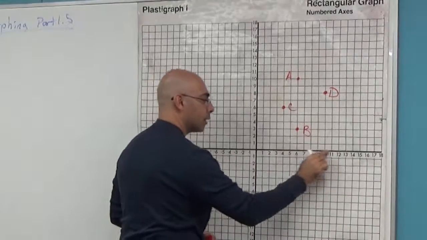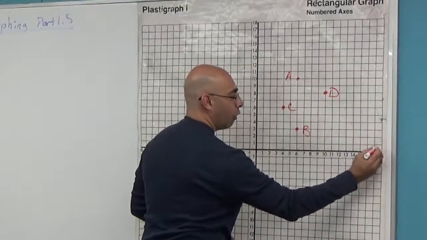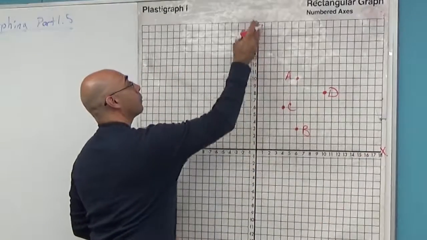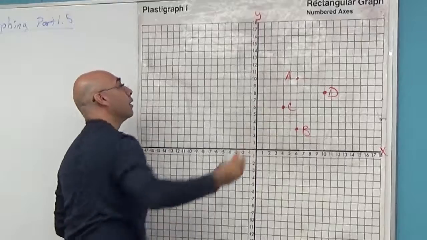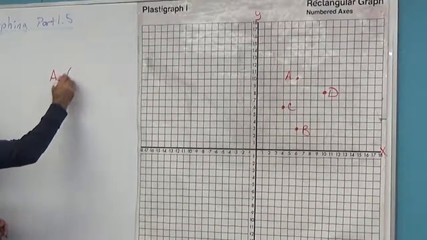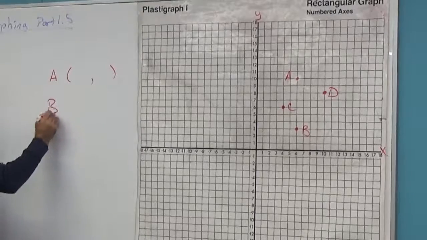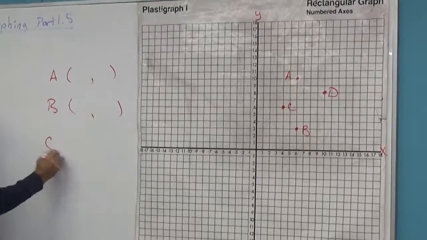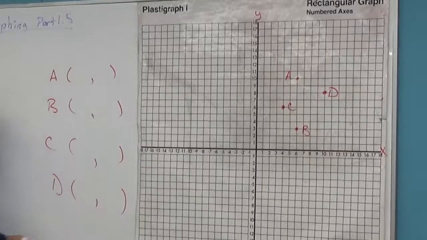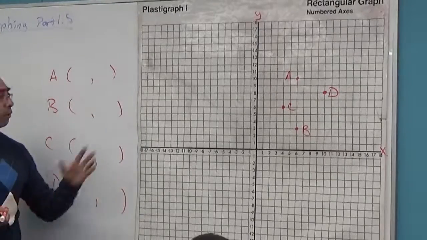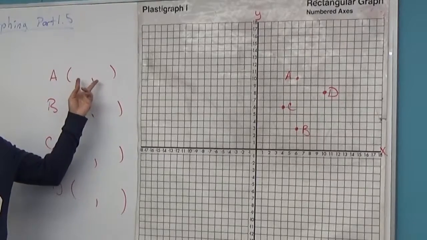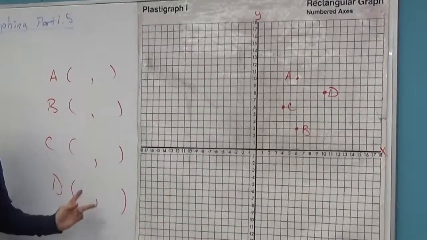When we're talking about this line right here, they call that the x-axis. This line up here, they call that the y-axis. Now a hint for you. I'm going to write down point A, put in parentheses there. Point B, point C, and point D. You write that down? Now, I want you to look at this, and they give you 2 spaces to put these numbers into.